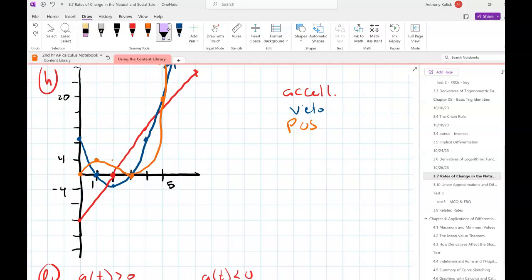Well, for acceleration, it doesn't have to be linear, but it has to be all above the x-axis. Yeah, or all below. Right. Sure. Okay. What would that have to be coming from?